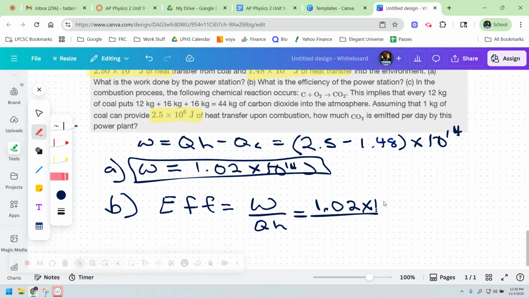1.2 times 10 to the 14 joules divided by 2.50 times 10 to the 14 joules.